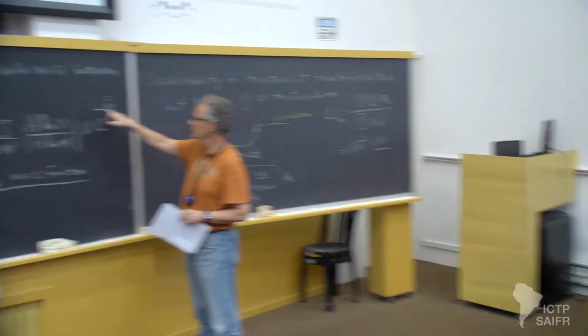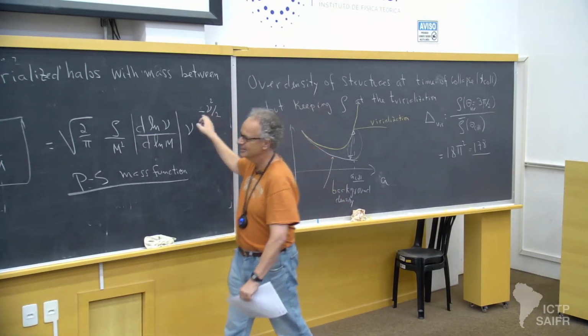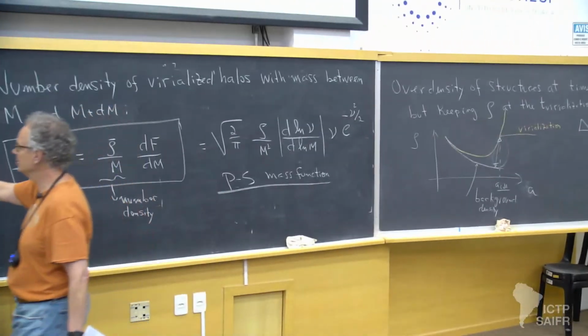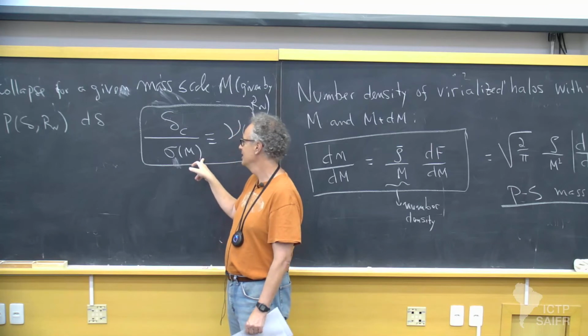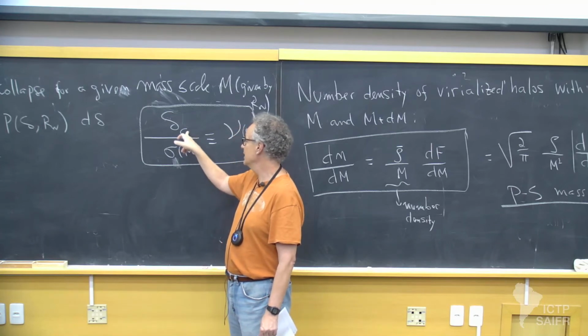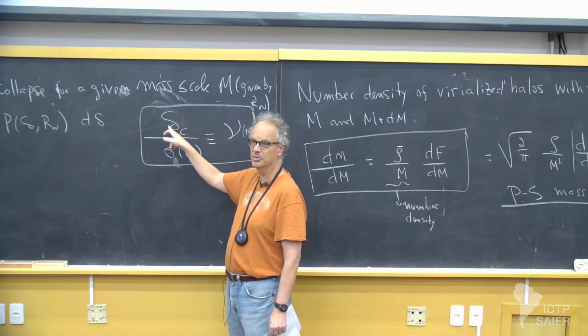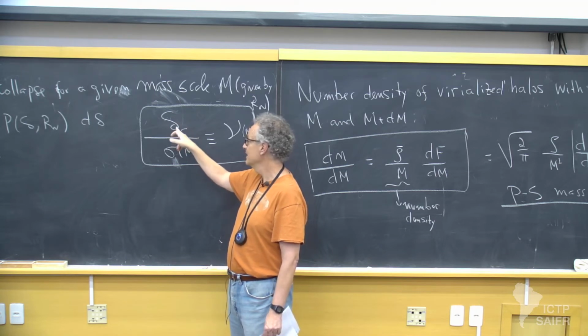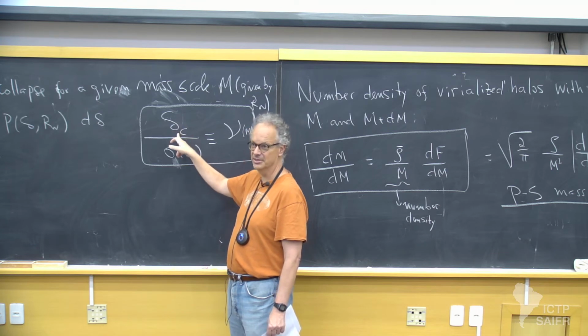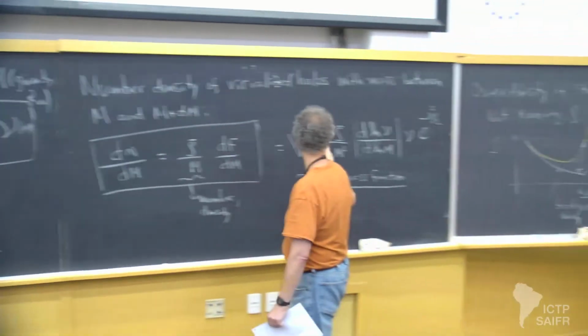And this variable nu here, remember, nu is delta c over sigma m, right? So remember that this was found in the Einstein-de Sitter model. So if you go to another model, this critical density is going to be different. Usually it's not very different. It's a few percent, but it's in the exponent.